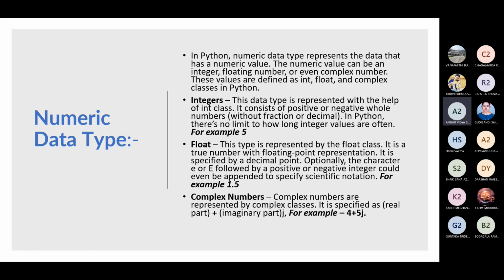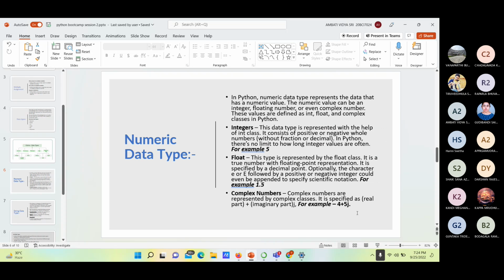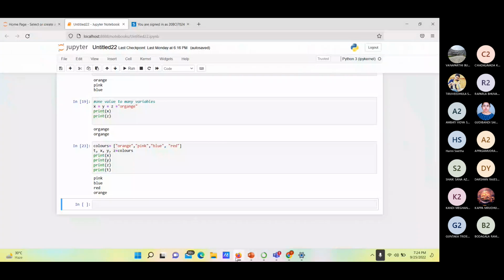We have another type, complex numbers. Complex numbers are represented by the complex class. This is the real part of the complex number, and this is the imaginary part. Now let's just run all these and check.